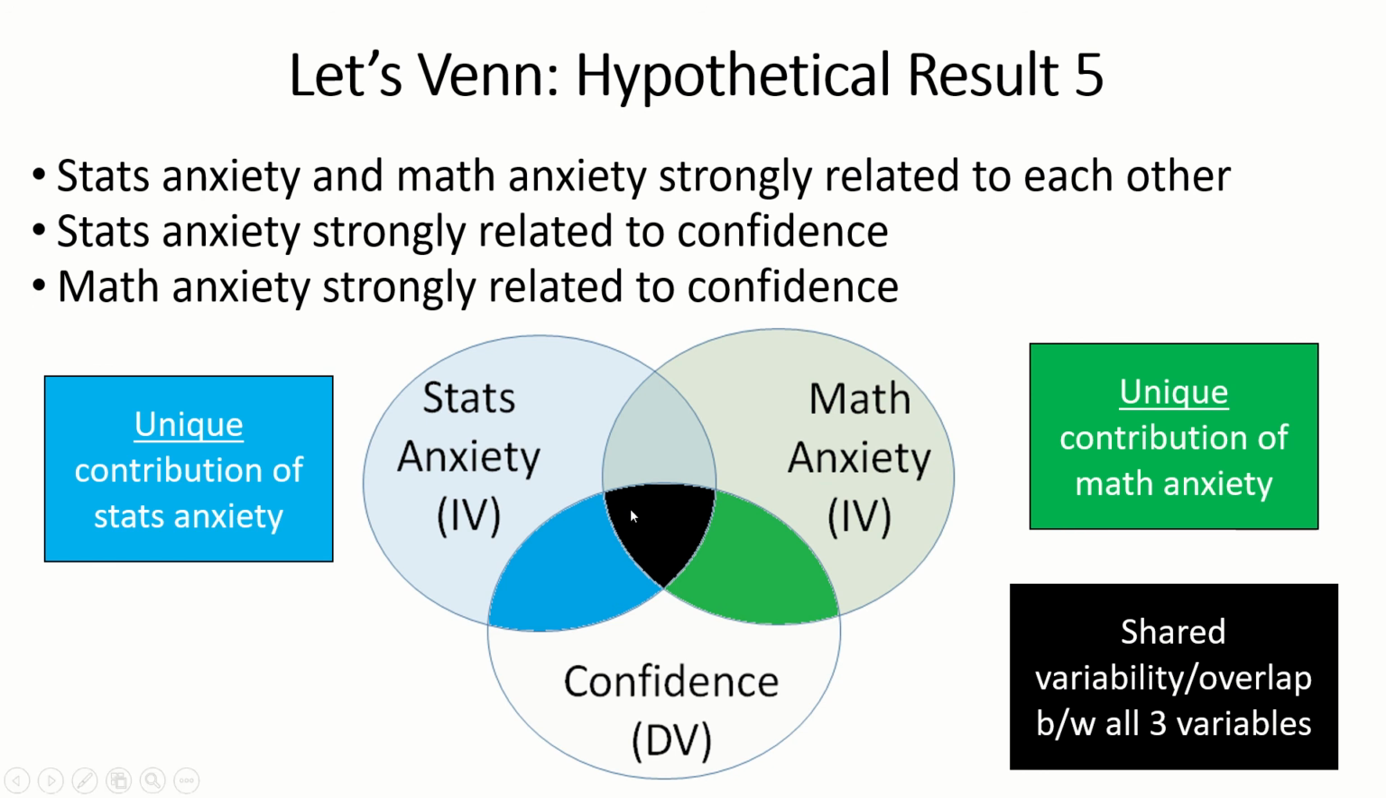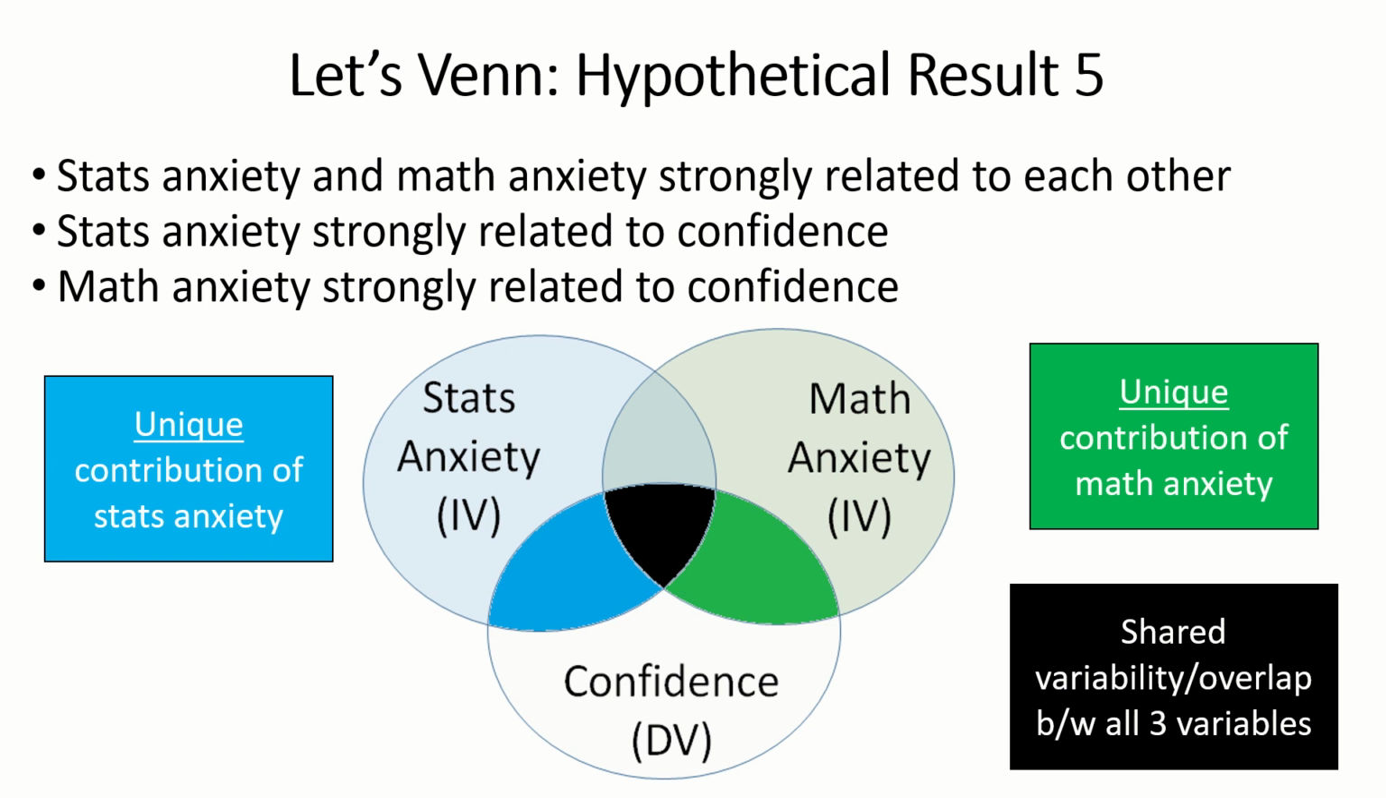Multiple regression, at least the first type that we'll look at here, is going to account for the shared overlap here, the shaded black area. It's going to take that out. And then regression is going to tell us what the unique contribution of stats anxiety is in predicting confidence and what the unique contribution of math anxiety is in predicting confidence after accounting for, after taking out, after partitioning out the shared overlap between all 3 variables.